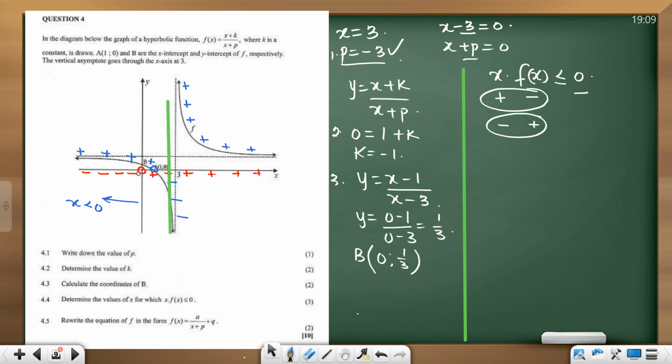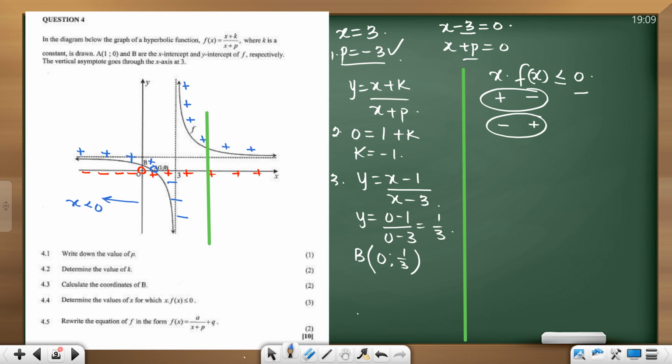Red positive, and it's a blue what? So it is between what? 1 and 3. And what? 3. I hope it's making sense. After 3, what happens? They both what? Positive. Do you see that?